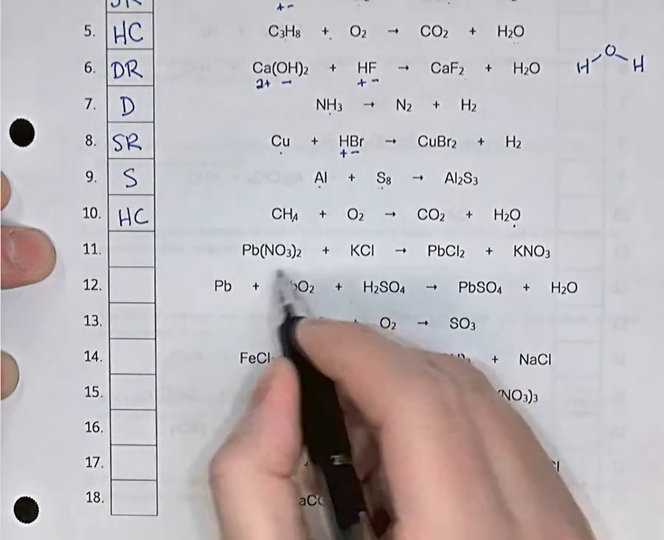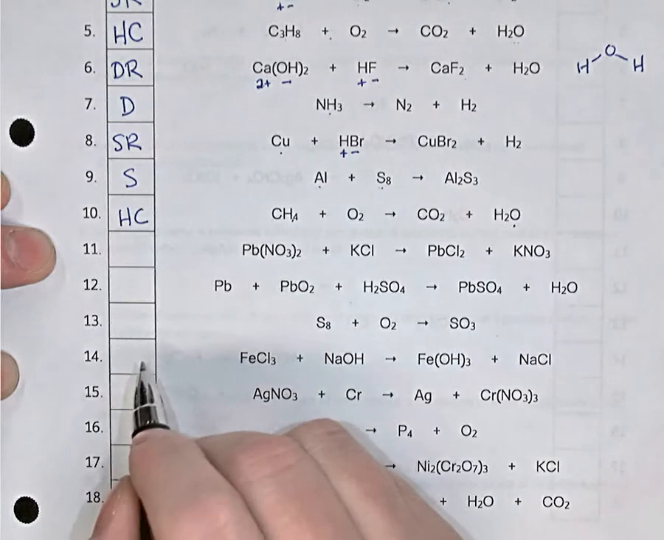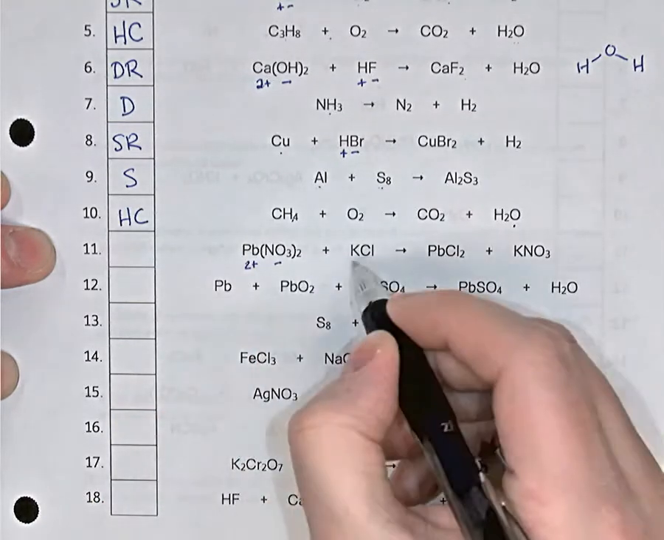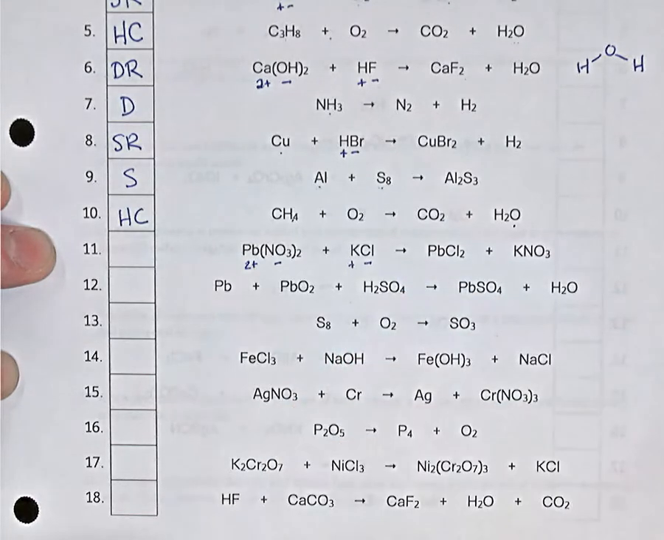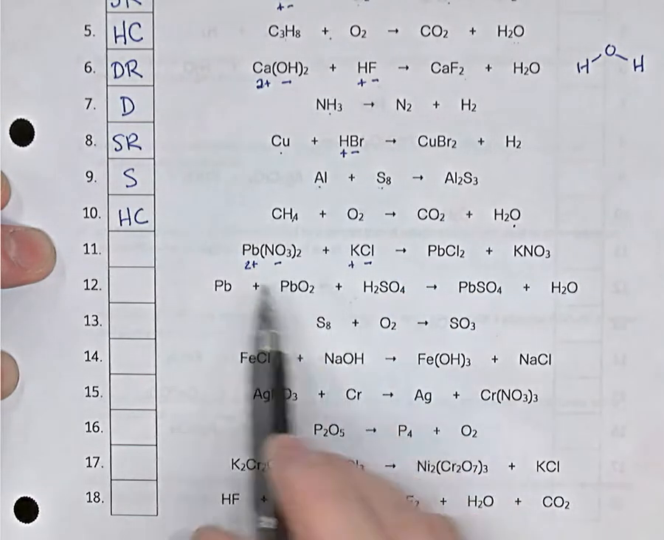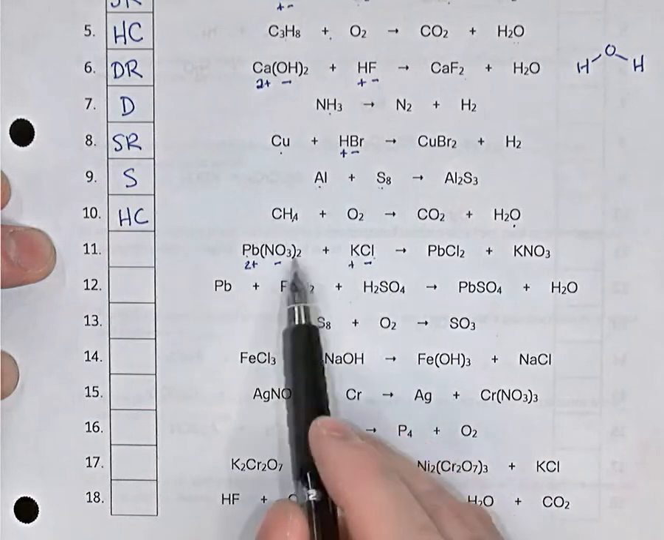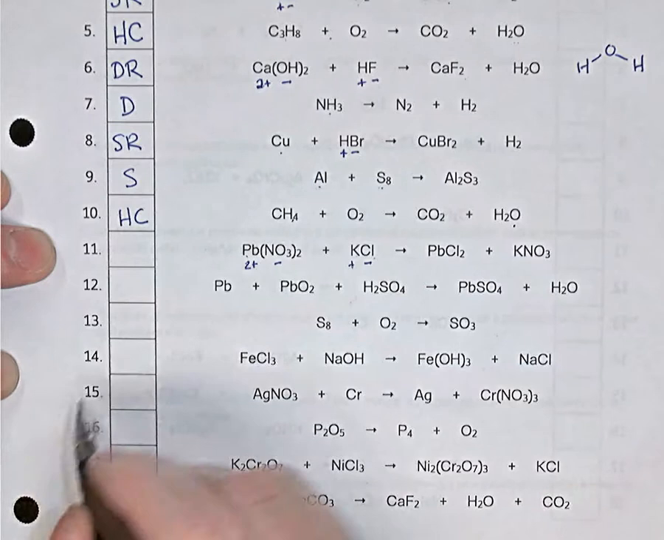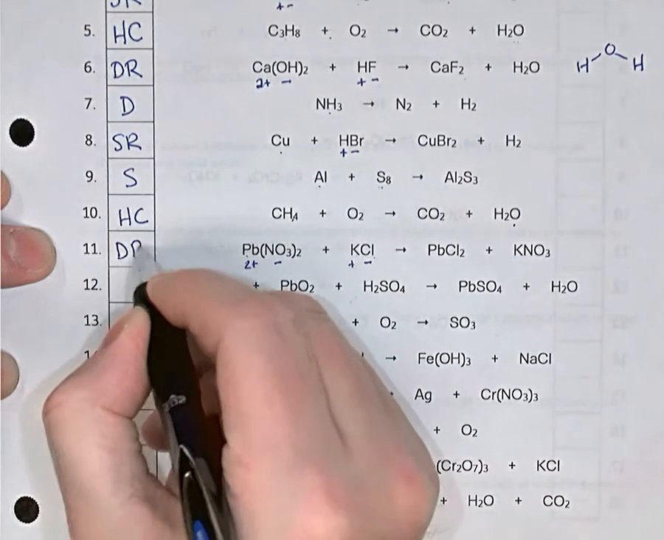Number 11, I see 2 compounds here, and they're both made of ions. So the lead I know is 2 positive, and the nitrate is negative. This guy's positive, and this guy's negative, and they're just trading partners. So you're going to get lead chloride and potassium nitrate as your 2 products. When 2 couples like that trade partners, it's the double replacement reaction.